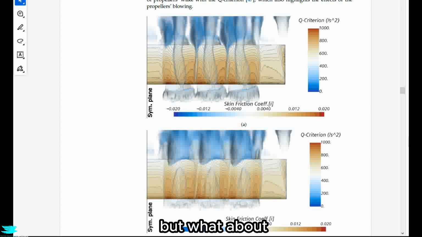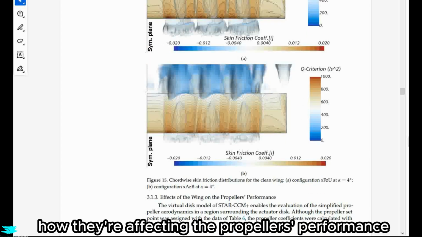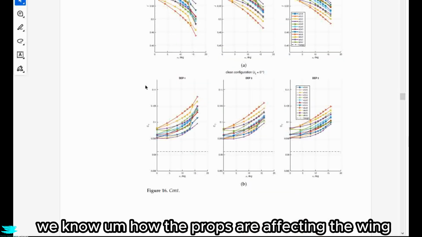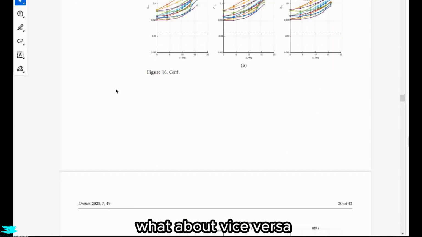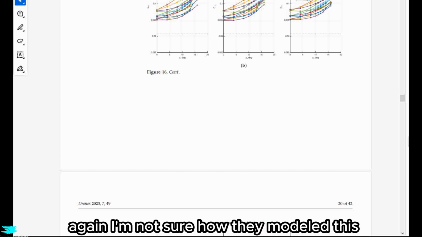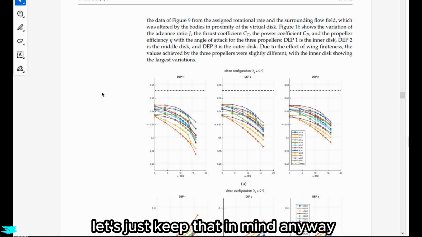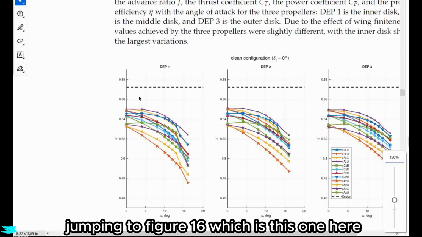But what about how the wings are affecting the propeller's performance? We know how the props are affecting the wing. What about vice versa? Again, I'm not sure how they modeled this, so this might be a little inaccurate. Let's just keep that in mind. Anyway, jumping to figure 16, which is this one here.